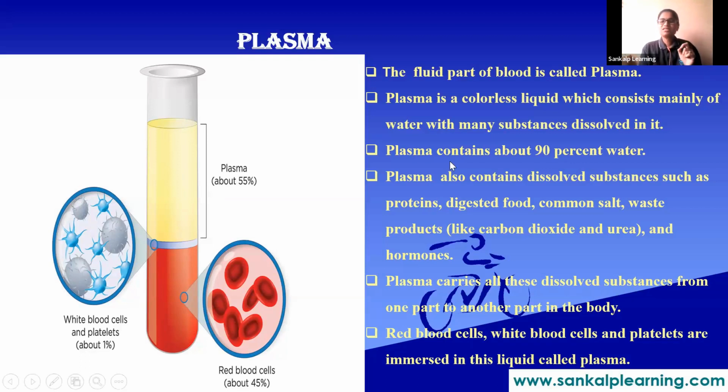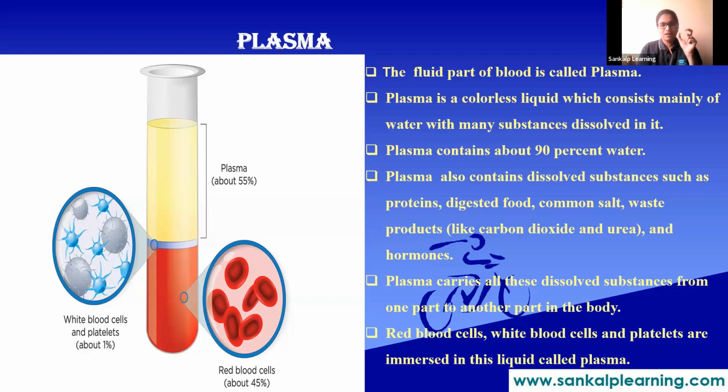Plasma contains about 90% of water. What does this plasma have? It contains 90% of water. It also contains certain dissolved substances, the substances which are already dissolved in it, such as proteins, digested food, other nutrients, common salt, and gases like carbon dioxide and urea, which are the waste. So all that will be dissolved in plasma. Then plasma also carries these dissolved substances from one part to another. How, ma'am? You can ask me.